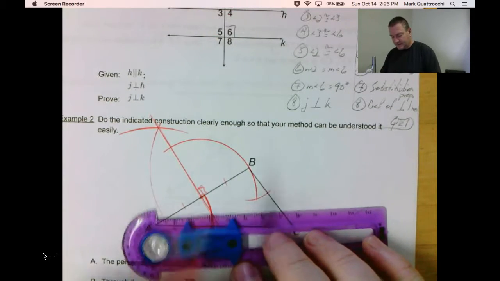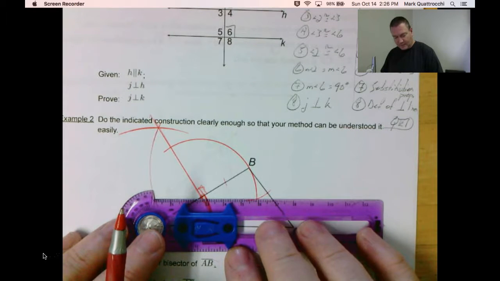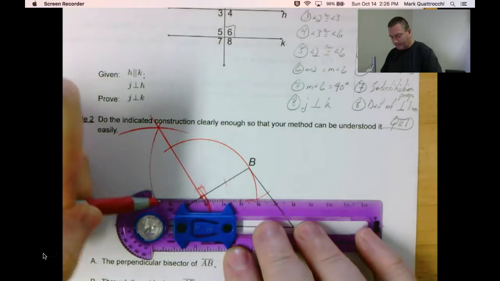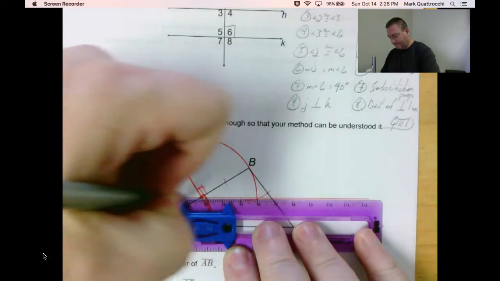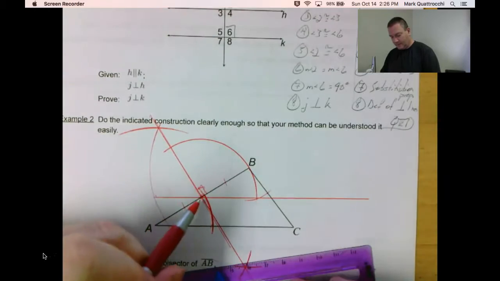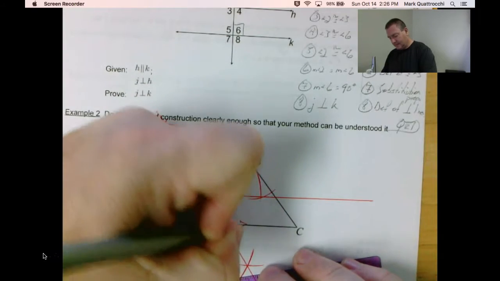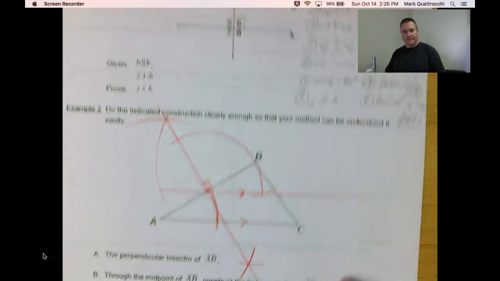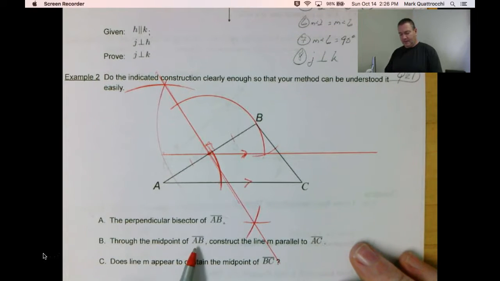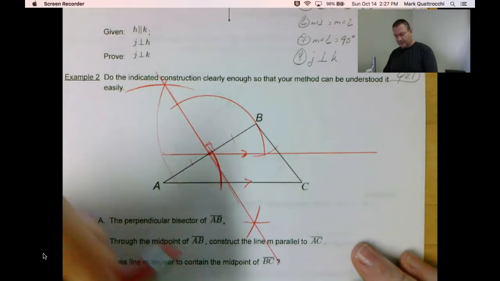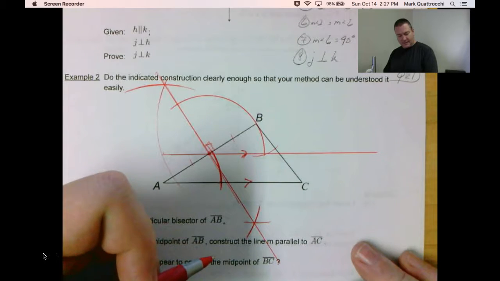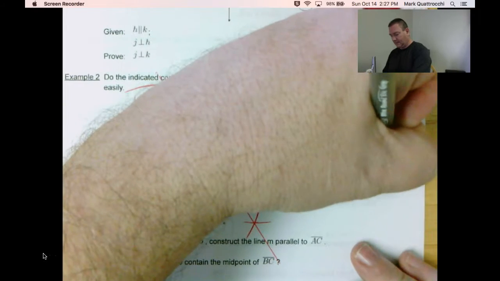And where these intersect, I can draw through this point and this point, and these lines are parallel. So through the midpoint of segment AB, construct a line parallel to AC. Done. Does line M, so let's call this one, this is line M here.